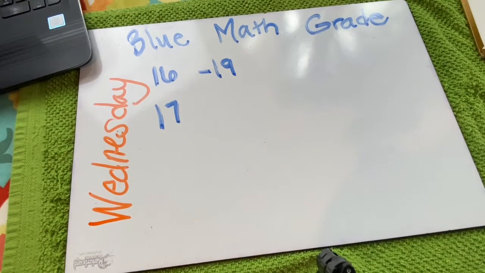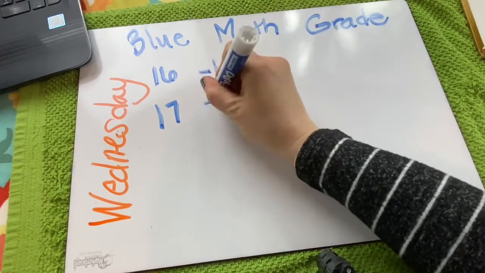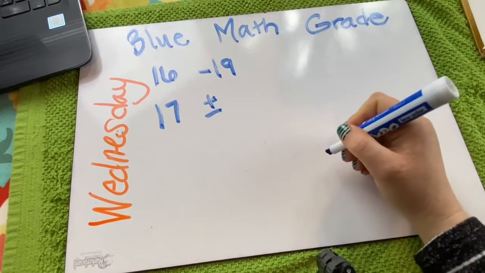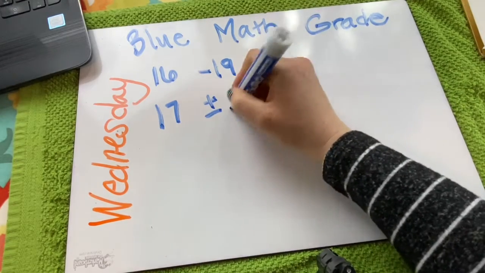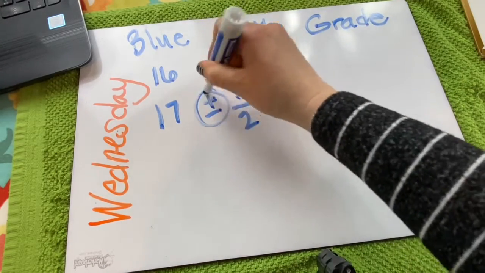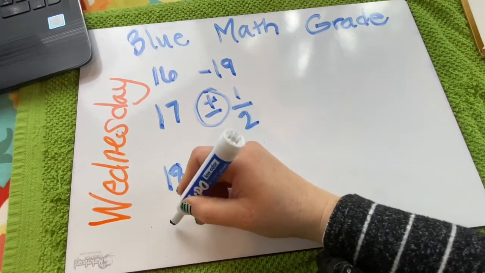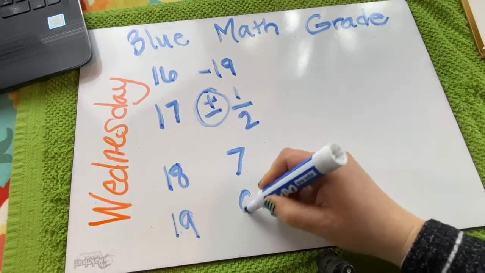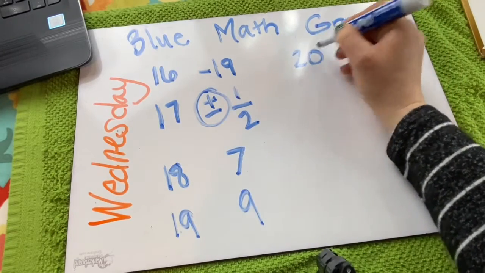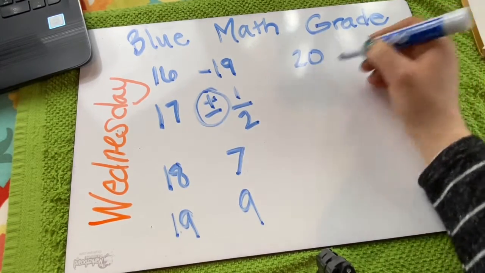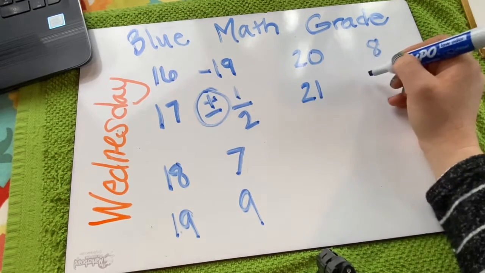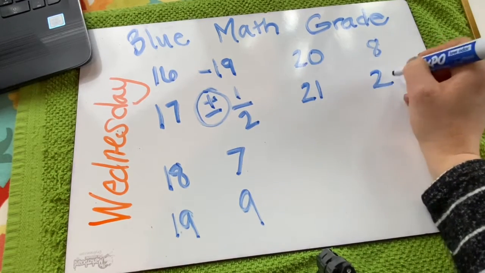What did they do wrong with 17? Oh, they're missing the plus minus on 17. So it should be plus minus 1 over 2. That's what they're missing. They're missing that part. Okay. 18 is 7. 19 is 9. 20 is 8. 21, last one, is 25.